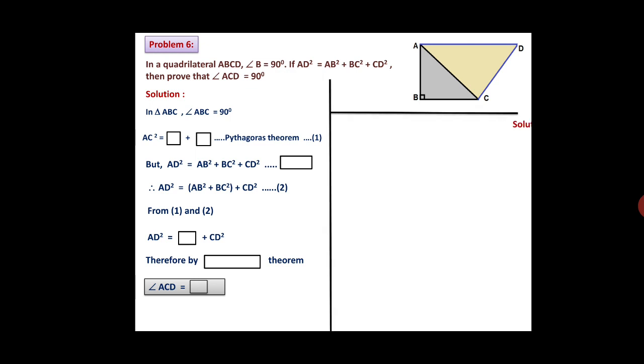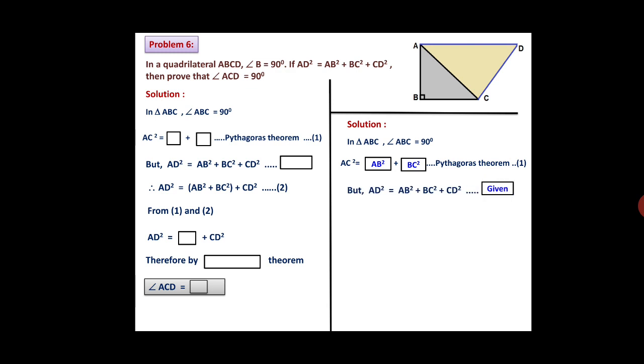So friends, we will continue with this. In triangle ABC, angle B is 90. Therefore, using Pythagoras theorem, AC square is equal to AB square plus BC square. In two boxes, you have to write these two values. But AD square is equal to AB square plus BC square plus CD square, it is the given thing. We will just rearrange the term AB square plus BC square, that is in equation 1, and keep it in the box.